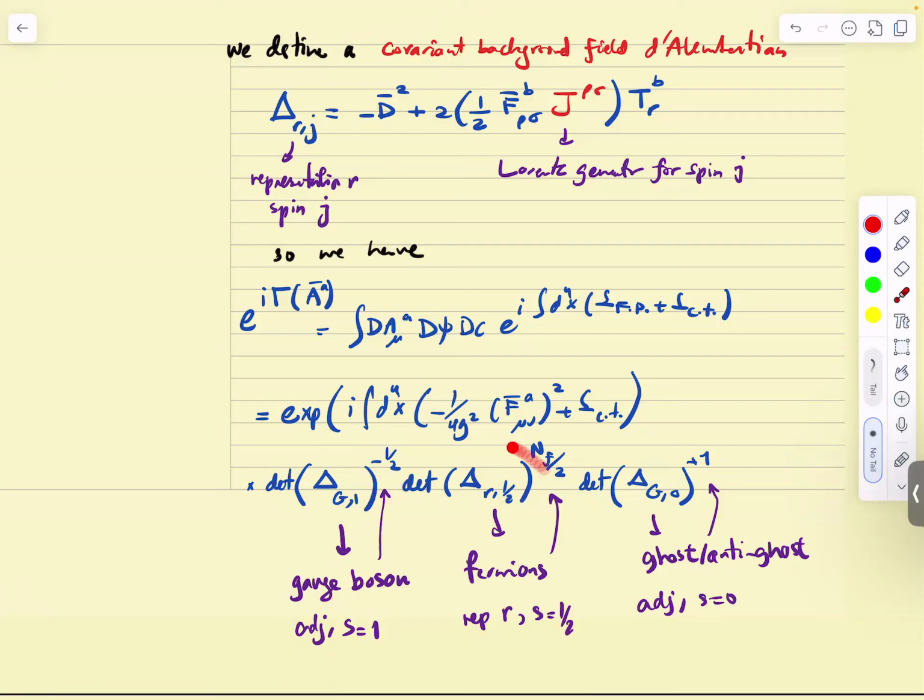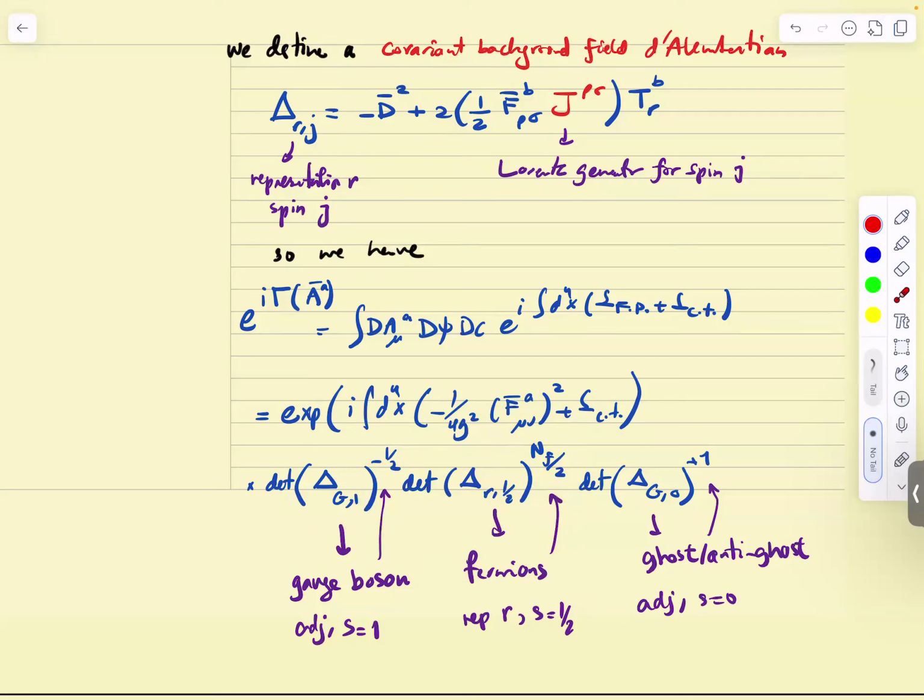Then you have the fermions. For the fermions, when you do anti-commuting variables and perform the Gaussian integrals, you get a positive power of half. And of course, the determinant of the same object. So R is a representation of the fermion, and spin is half. And you have NF of them. So this is the contribution of the fermions, which sits in the numerator, and this is in the denominator.